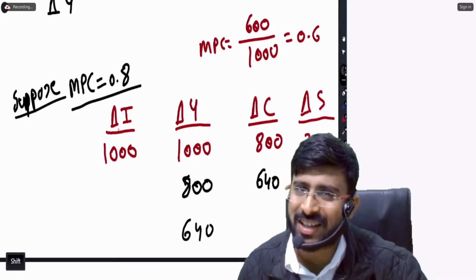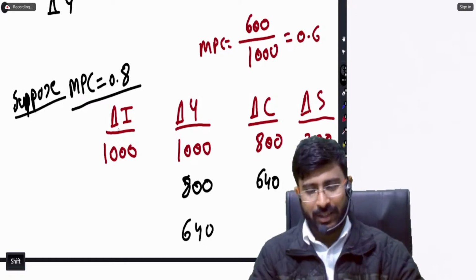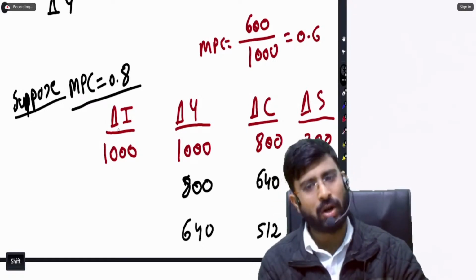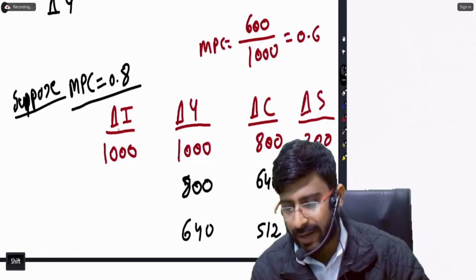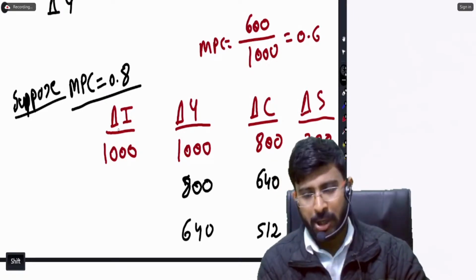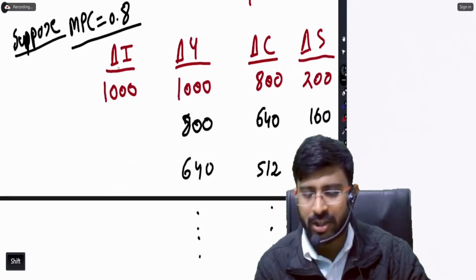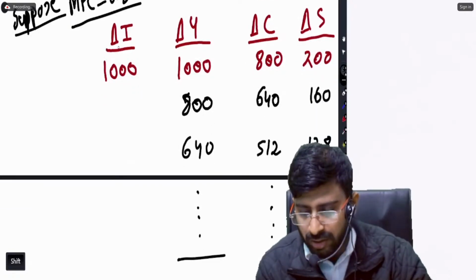See, a cycle has started. This 640, 80% of it is, suppose, for example, 512, and 128 is the savings. Now, dear students, you all will agree that this cycle will continue. And guess what? Have you seen something?